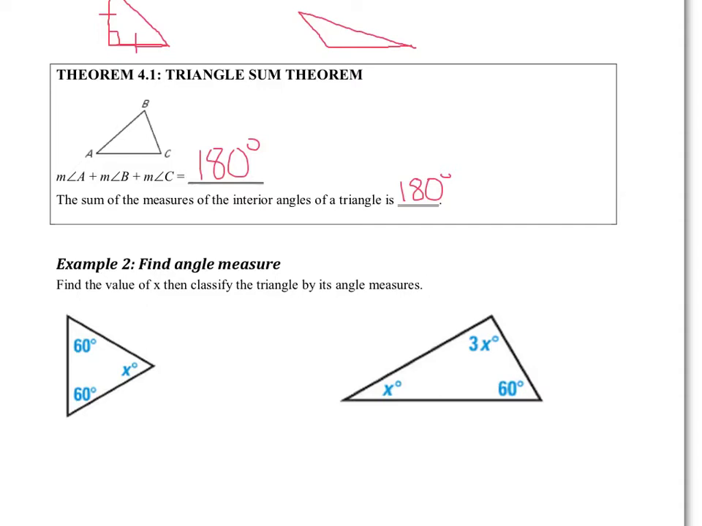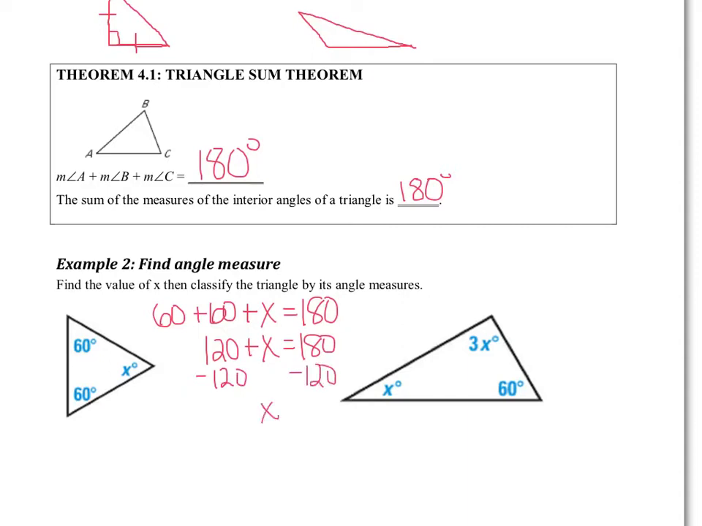My next example 2 here, it says find angle measures. Find the value of x, then classify the triangle by its angle measures. So I've got a 60-degree angle, a 60-degree angle, and I need this one right here. So I know the three angles have to add up to 180, so I can say 60 plus 60 plus x equals 180. 60 plus 60, that's 120, plus x equals 180. If I subtract the 120 from both sides, I find that my leftover angle is 60 degrees as well. So this x is 60 degrees.